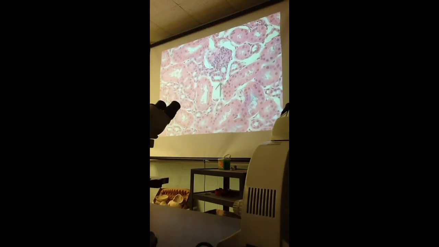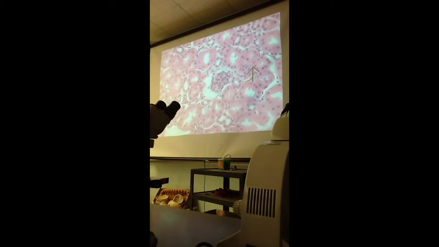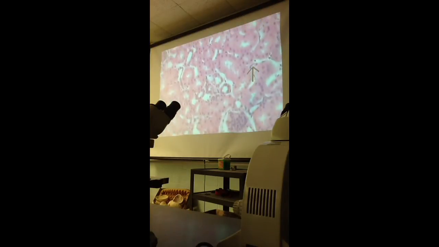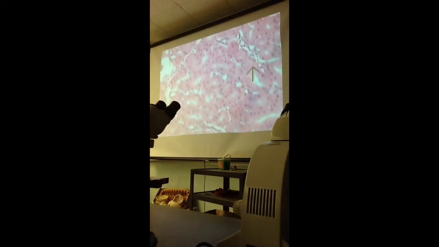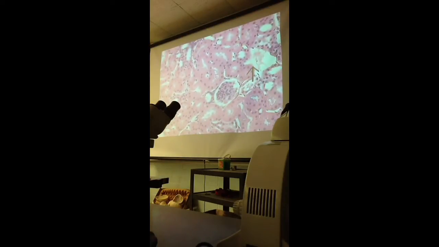Right? And probably this one that is really close to the glomerulus. And these cells are probably the macula densa. It's not clear, but roughly in this region you have the macula densa. I think this is the best picture. You can see these cells, clear lumen, so this is the distal convoluted tubule.